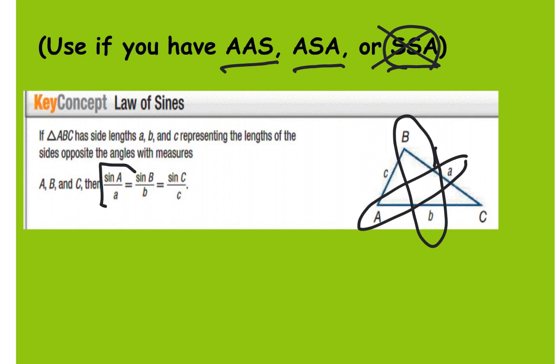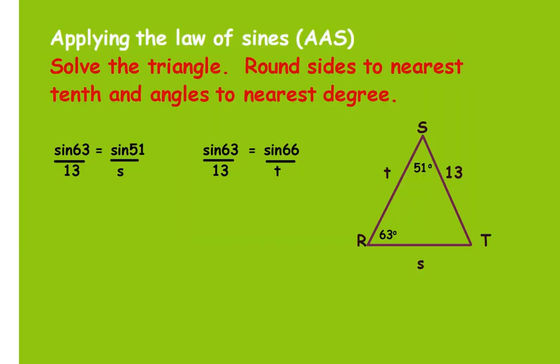So it's sine of the angle over the side equals sine of the angle over the side equals sine of the angle over the side. So you pick any two out of those that you want. So I picked A and B because maybe I knew all of the A parts and one part of the B. So as long as you have a complete angle-side pair, then law of sines works. So I've already set these up for you. This is applying the law of sines on angle, angle, side. And if I look at this, we're going to solve the triangles, round sides to the nearest tenth and angles to the nearest degree. So you can find this angle anyway.